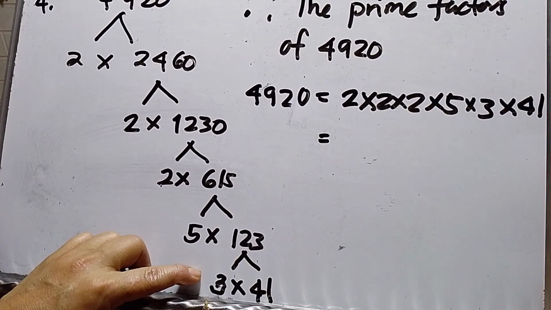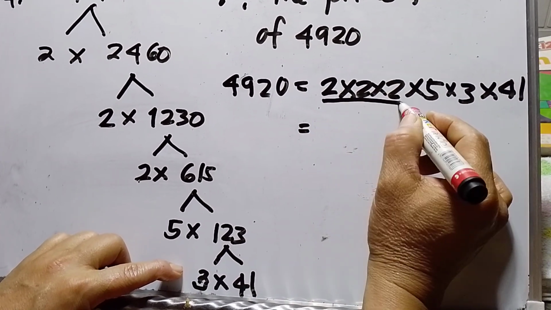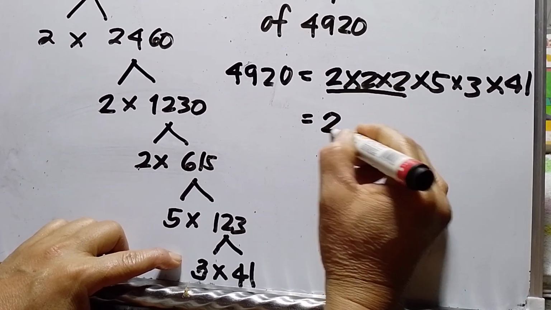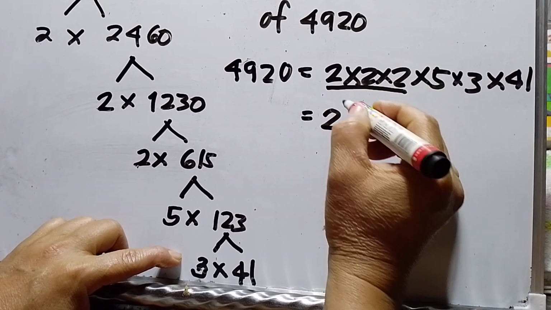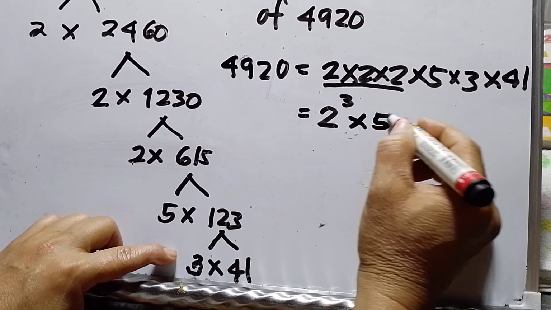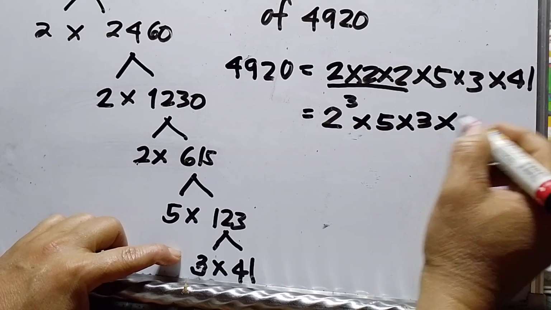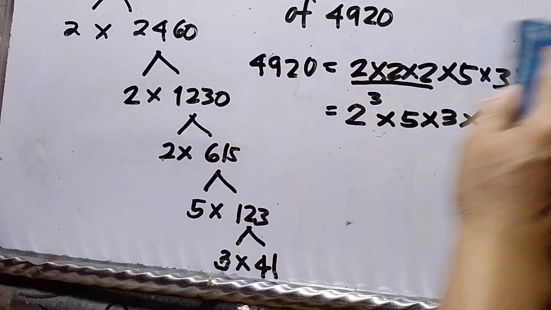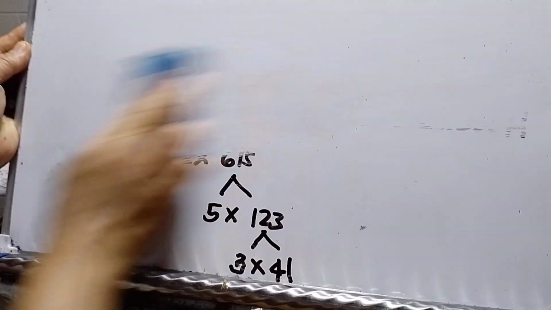Or in exponential form, to make it shorter, I need to make an exponent. So my base is 2. Then how many 2 do I have? 3. So 2 raised to the third power times 5 times 3 times 41. So that's for number 4. Now let's go to the last number, which is number 5.